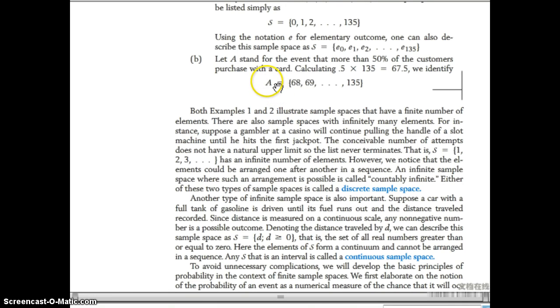So that's the event. You can see if you look at the event and the sample space, the event space only starts from 68, but the whole sample space has all the possibilities from 0 to 135.